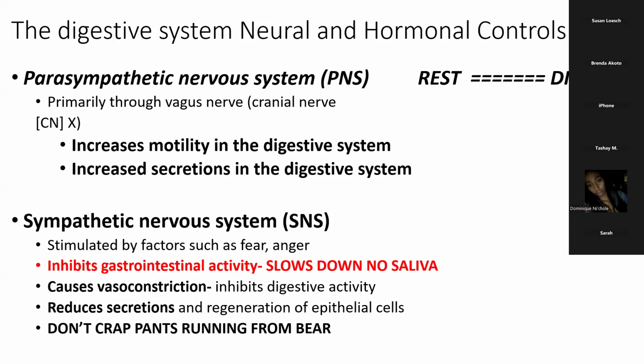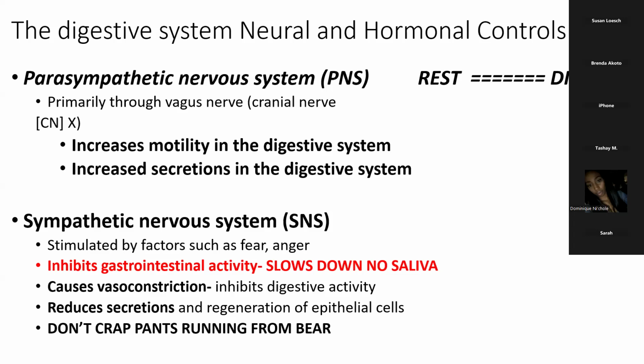The sympathetic nervous system is stimulated whenever you have fear, anger, but it also can be stimulated in chronic conditions like hypertension, diabetes, burns. So anytime the body's under excessive stress, it can stimulate that sympathetic nervous system. That's going to inhibit the GI activity. It'll slow down. It won't produce any saliva here, or it'll significantly decrease it.